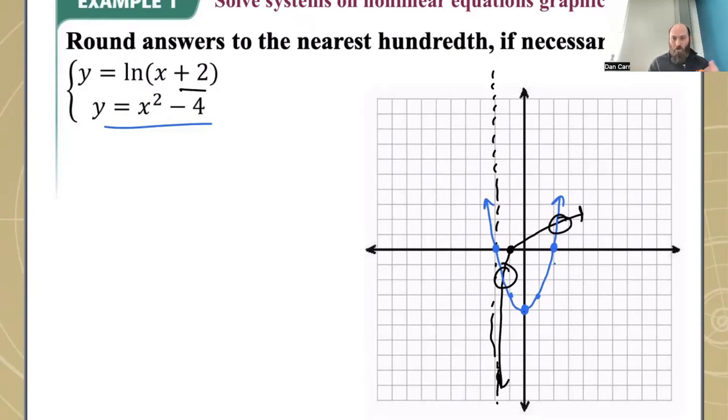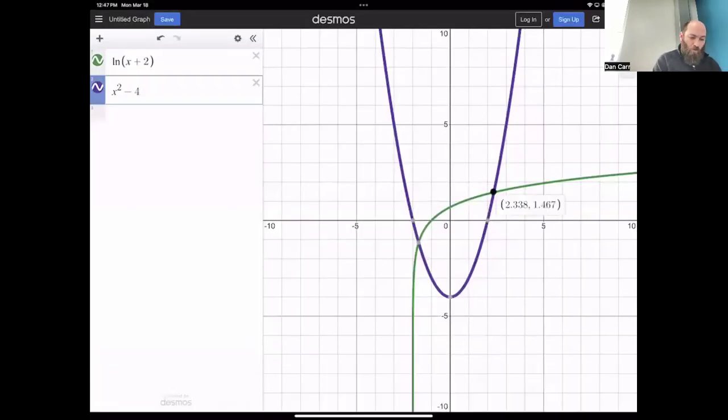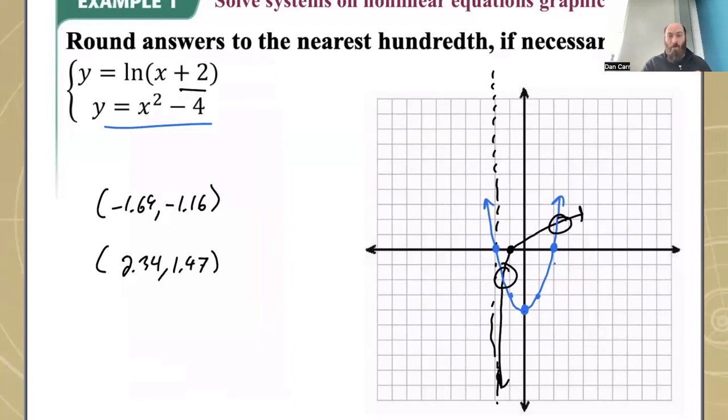I'm going to go ahead and just do this in Desmos so you can see that real quick as well. Okay, and there you can see we have this point right here at 2.34, 1.47. And this point here is at negative 1.67 and negative 1.16. Okay, so that's all we're doing here graphically. So use the technology to help you out. So I got negative 1.69, negative 1.16, and 2.34, 1.47. Okay.